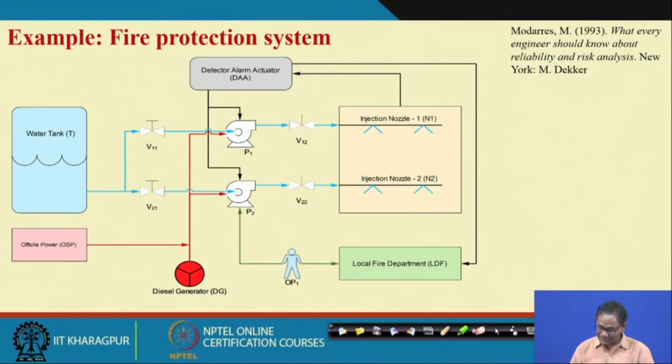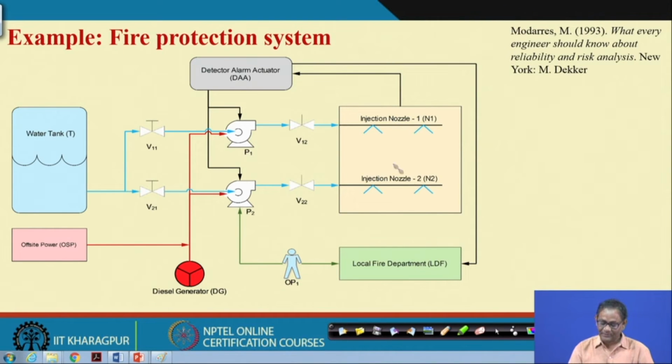So, see, this is the primary system for fire extinguishing. This one actuates after getting a signal from the detector. If this fails, the second one will work. This one is basically a pump that will be activated by the operator. If both fail, the local fire department will be called.